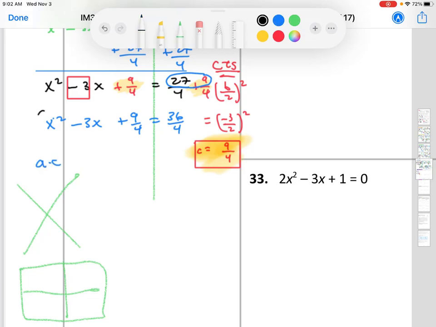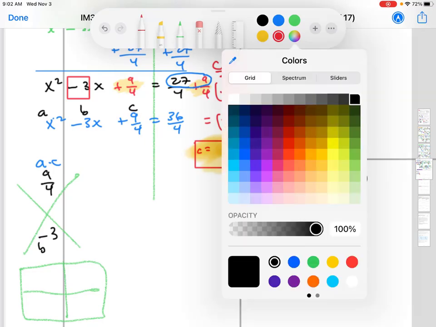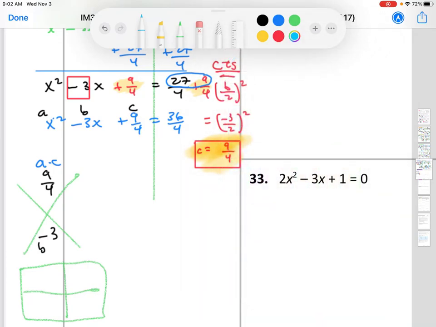So a times c, so a, b, c, is going to be 9/4. My b value is negative 3. Now remember, you're going to get stuck on this, so there's two ways of finding this number. The first way, let me change my colors here, is just going up here. Two numbers that multiply to be 9/4 are negative 3/2. And then if you add those together, you'll get negative 6 over 2, which is negative 3.